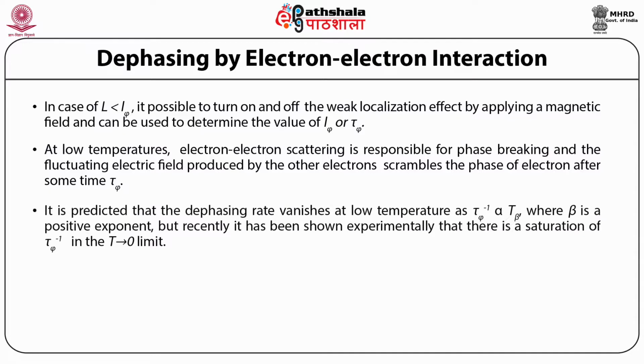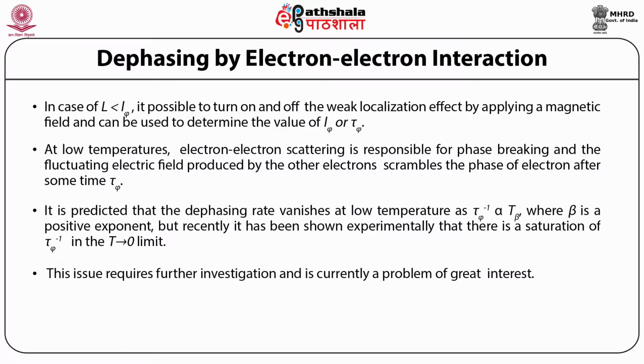It is predicted that the dephasing rate vanishes at low temperature as tau phi to the power minus 1 is proportional to T to the power beta, where beta is a positive exponent. But recently it has been shown experimentally that there is a saturation of tau phi to the power minus 1 in the T tends to 0 limit. So this issue requires further investigation and is currently a problem of great interest.